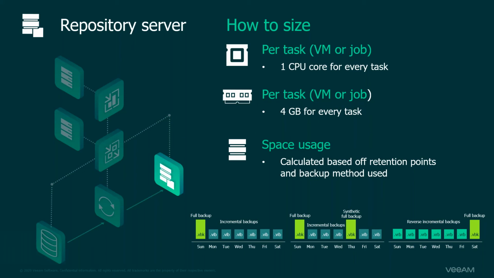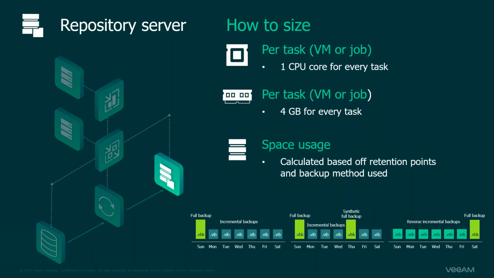So when we talk about tasks on repository servers, we're looking at the actual VBK VIB backup chain that will be written to disk, each one of those chains being a task. And that's going to be one CPU or one core for every task. Likewise, when we're looking at RAM, it's going to be 4 gigabytes of RAM for every task. Now, the space that we need is going to be based off of our retention method and how many restore points we're going to have.